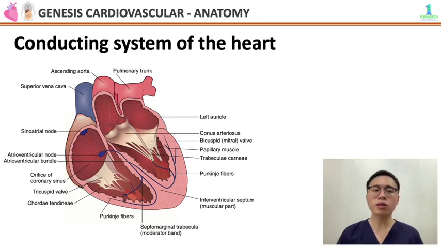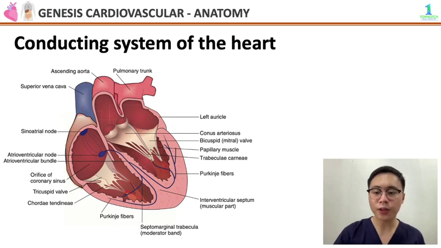Okay. So, how about the conducting system of the heart? You have, of course, the SA node, the AV node, and then the bundle of His, separating into the left and right bundle branch, and then giving rise to the Purkinje fibers.